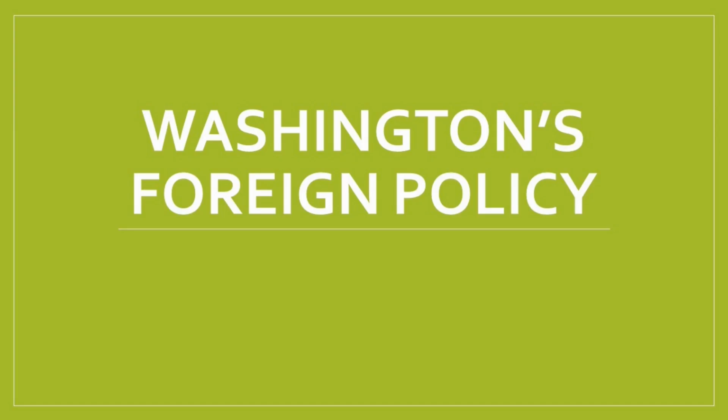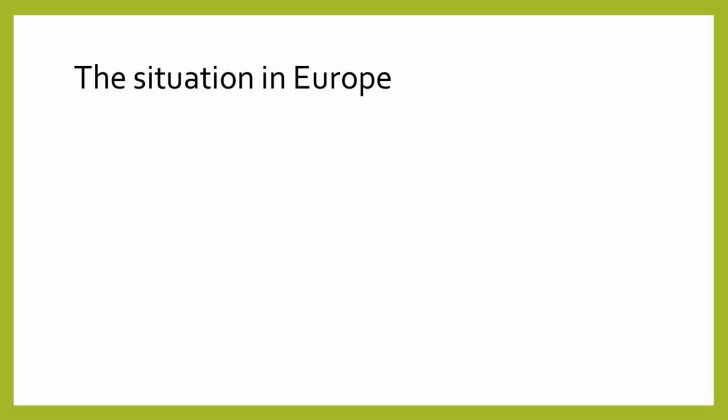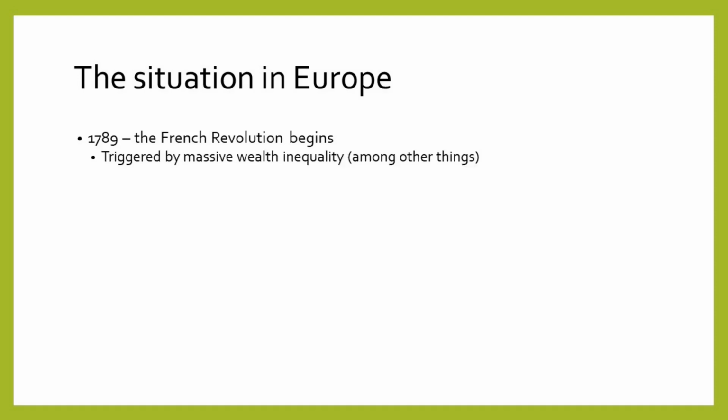From there, let's move on to Washington's foreign policy. In Europe, the big news was the French Revolution, which started in 1789 because basically the king and the aristocracy had more money than God, and everyone else was sort of starving to death.